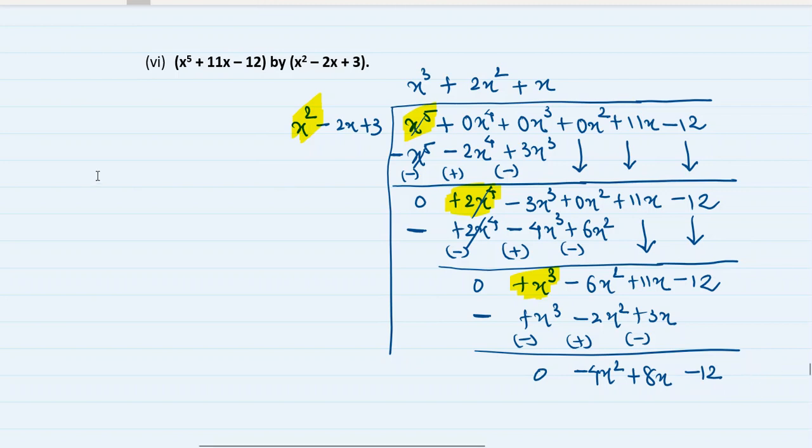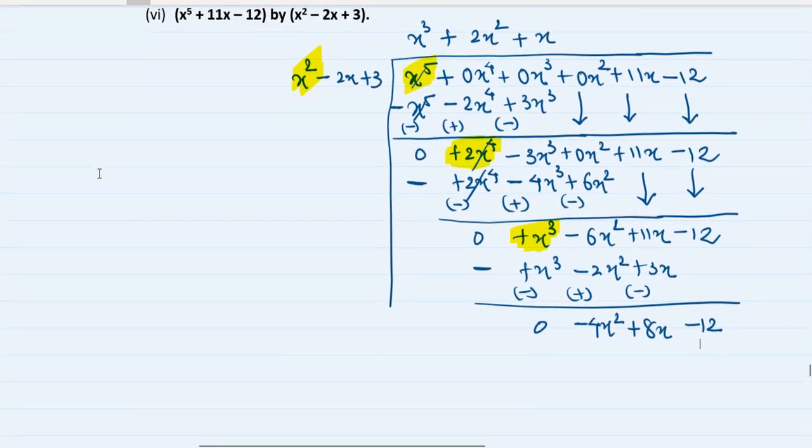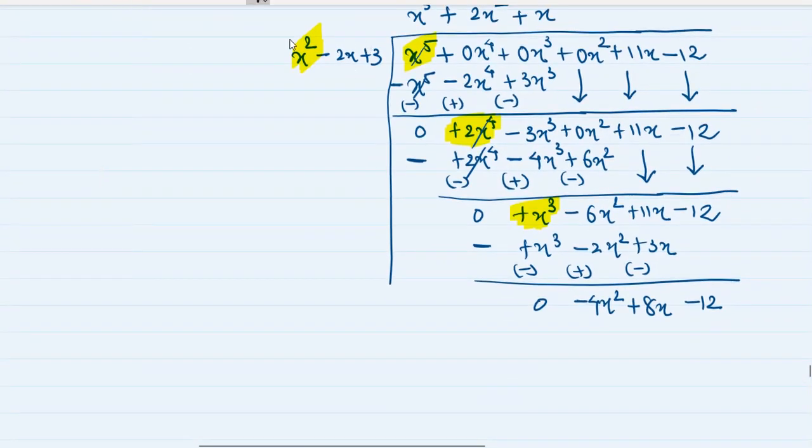Okay, so we have reached the final leg of our division. Now our division is going to get completed. Pay attention. Minus 4x square, which is the first term of your dividend, now has to be divided by x square. So if you divide minus 4x square by x square, you get minus 4 here. So minus 4 multiplied by x square is minus 4x square. Minus 4 multiplied by minus 2x is plus 8x. Minus 4 multiplied by plus 3 is minus 12.